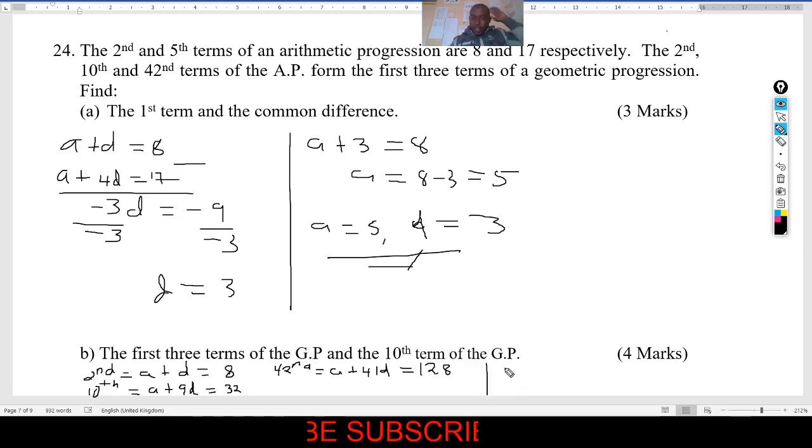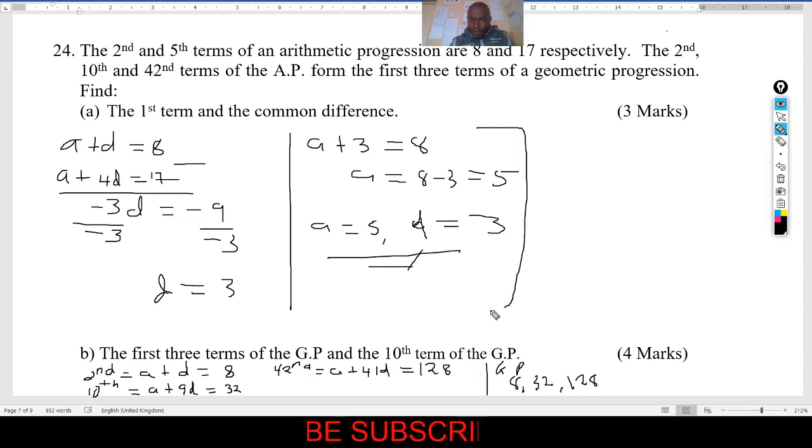So the GP is 8, 32, and 128. From there you are asked that we find the first 3 terms of the GP and the 10th term. The first 3, these are the first 3.